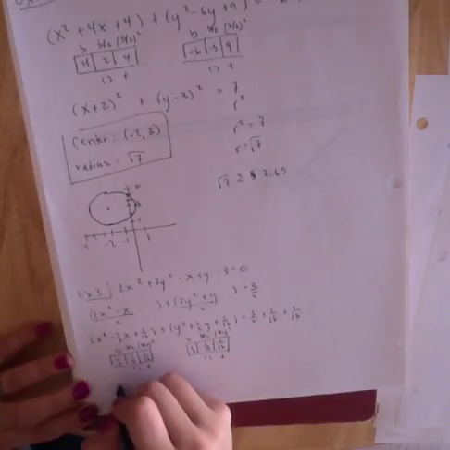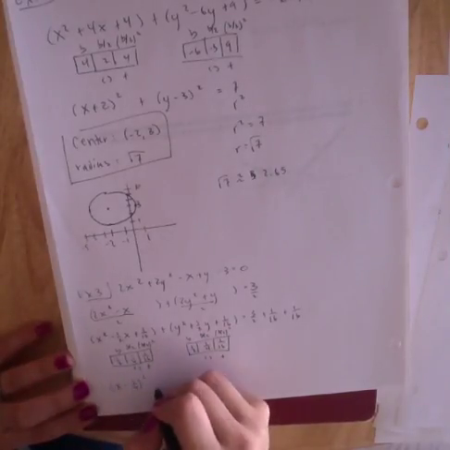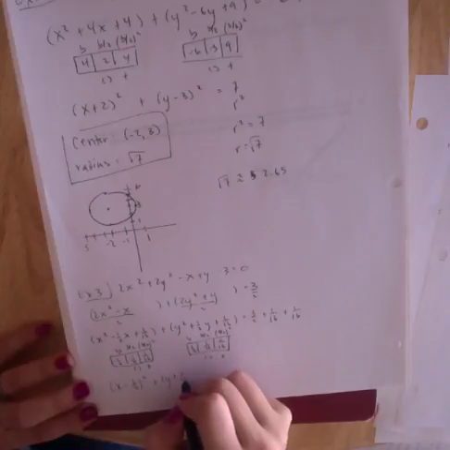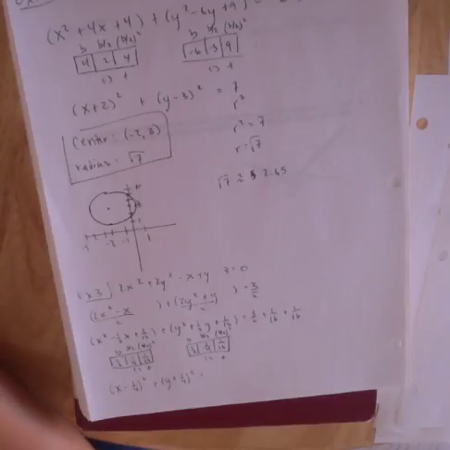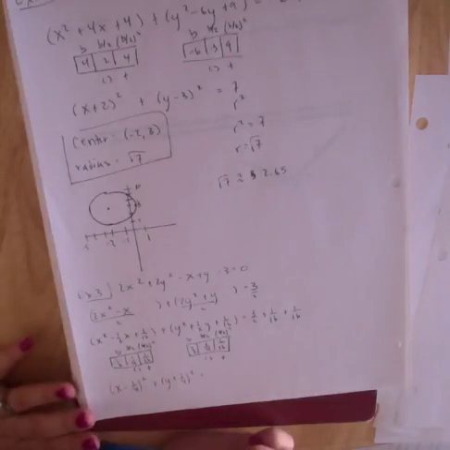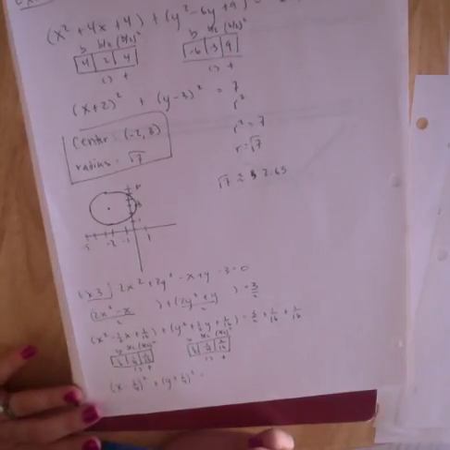Now when I factor, I'll have x minus 1/4 squared plus y plus 1/4 squared equals, then I have 3/2 plus 1/16 plus 1/16 gives me 13/8.